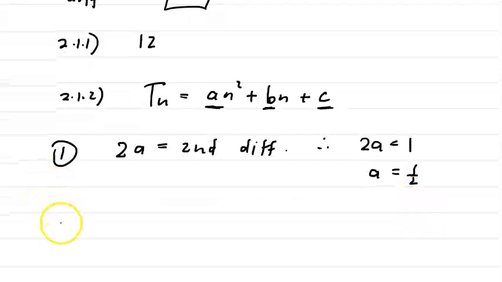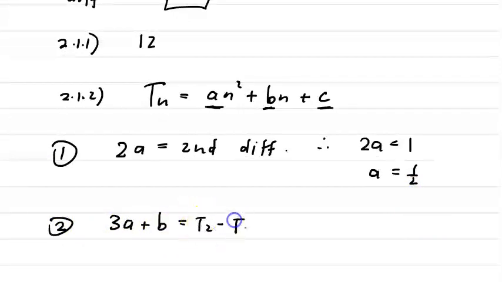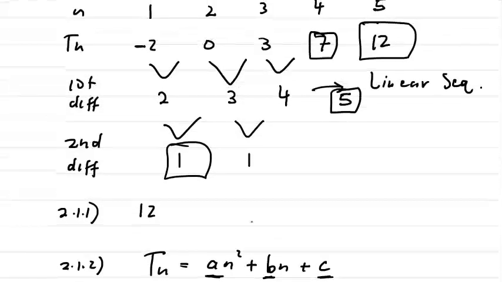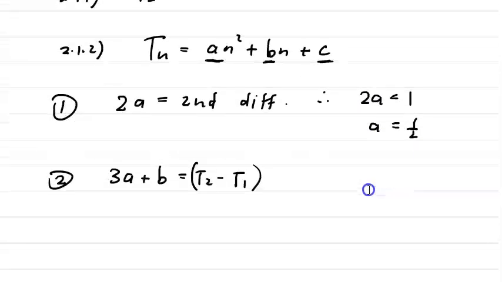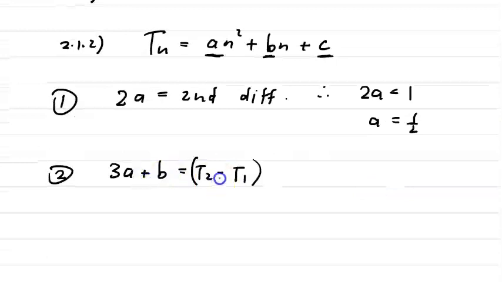Step number 2, your second step, is as follows. It's going to be 3a plus b equals t2 minus t1. Or you can say 3a plus b is equal to the first term of the first difference. And as you can see here, t2 minus t1 is 0 minus minus 2, which is equal to plus 2, which is evidently the first term of the first difference. So that's equal to 2. Now remember, this a over here is the value which you already calculated. That's why you have to be very sequential in your approach. You have to do step 1 before you do step 2.